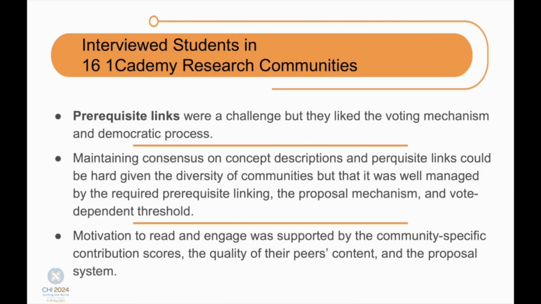In addition, we interviewed students who actively participated in 16 1Cademy research communities for over 3 years. 1,740 students from 212 institutions generated over 50,000 nodes and 265,000 links. Our thematic analysis of the interview showed that prerequisite links were a challenge, but they liked the voting mechanisms and democratic process. Maintaining consensus on concept descriptions and prerequisite links could be hard given the diversity of communities, but it was well managed by requiring prerequisite linking, the proposal mechanism, and vote-dependent thresholds. Motivation to read and engage was supported by community-specific contribution scores, the quality of their peers' content, and the proposal system.